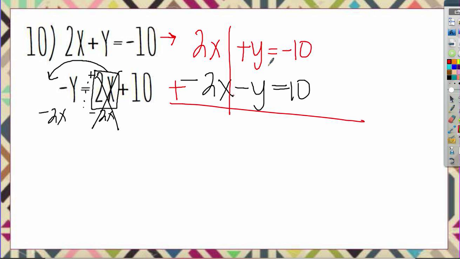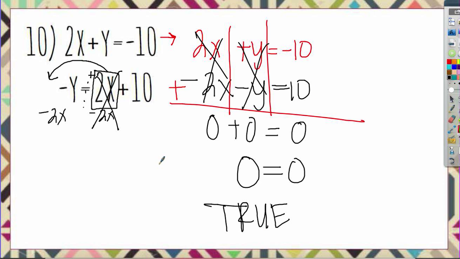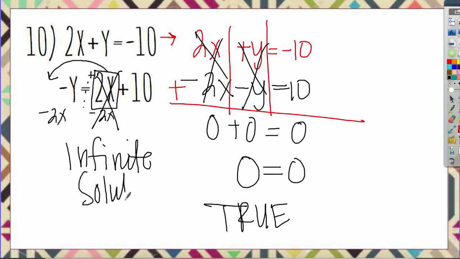When I try to add, now that they're lined up, 2x plus negative 2x cancels, leaves me 0. Y plus negative y cancels, leaves me 0. Negative 10 plus 10 is 0. So what I'm left with, no variables, everything's gone, I got 0 equals 0. If everything cancels out and it's a true statement, it was infinite solutions. That means that this is really the same equation. It's the same line. If I were to work these around and put them both in slope-intercept form, I'd see they're really the same exact equation.